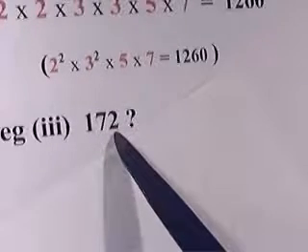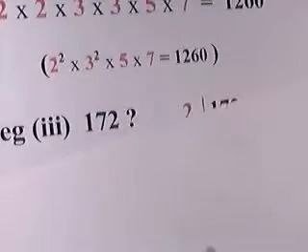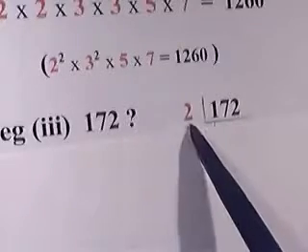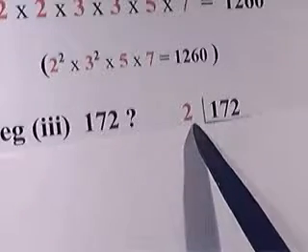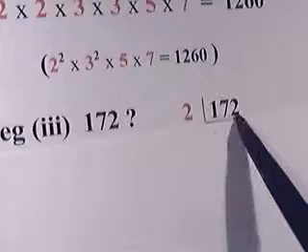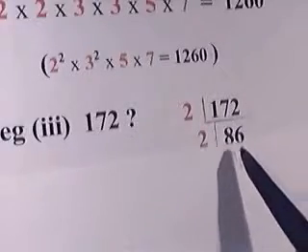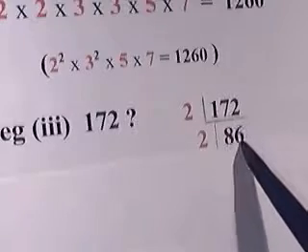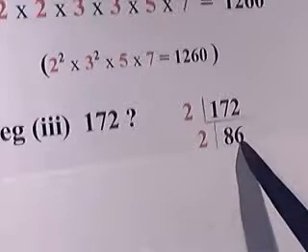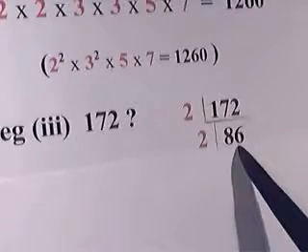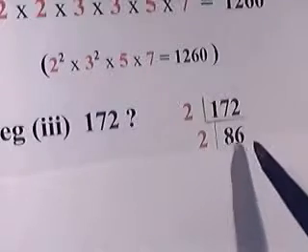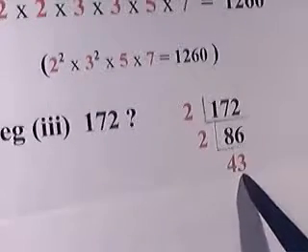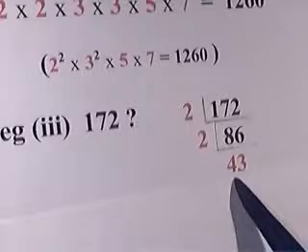Well, this 2 on the end shows me it's even, so I can immediately begin to divide by the lowest prime number, which is 2. 2 divides into 172 86 times. This 6 on the end shows it's even, so 2 will divide into it again. 2 divides into 86 43 times.